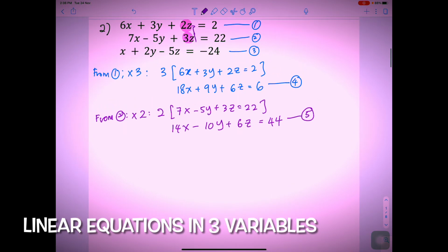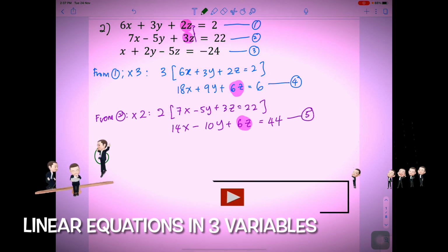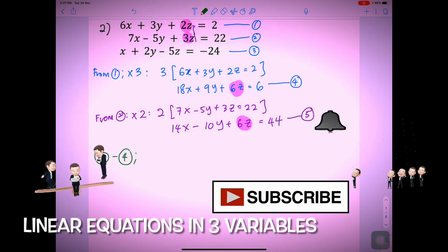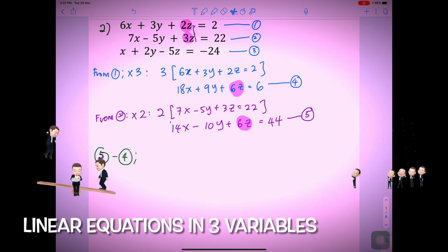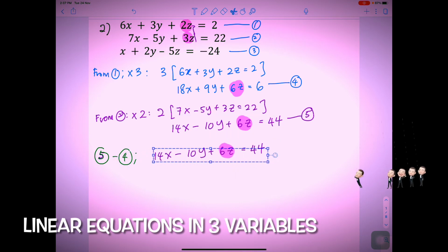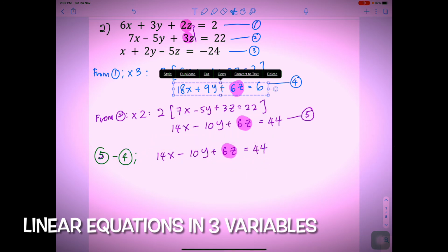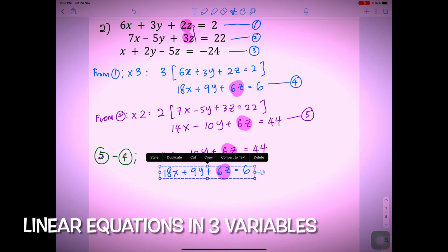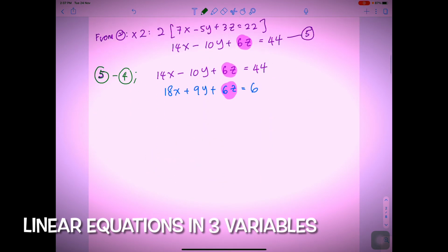The idea here, why we want to make the z terms the same, is because we want to eliminate the z terms, so that only the terms x and y are left. So then what do we do? From that, equation 5 minus equation 4. So copy equation 5 and equation 4, and then minus.